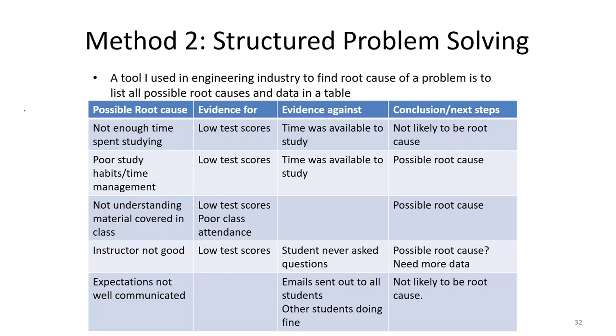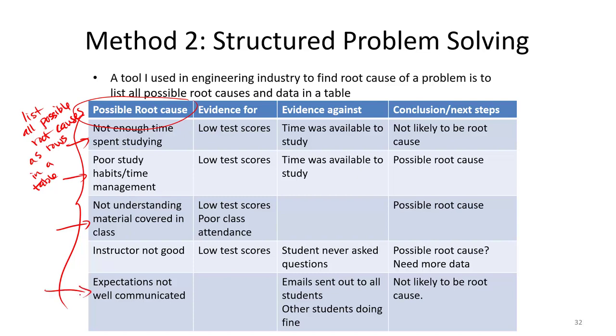So, the idea here is you list all the possible root causes as rows in a table. Normally I probably would have done this table in a spreadsheet or document so I had a little more room, but this is just a quick sample. So here we have the root cause, and we've listed some of the root causes. And look what we do next.